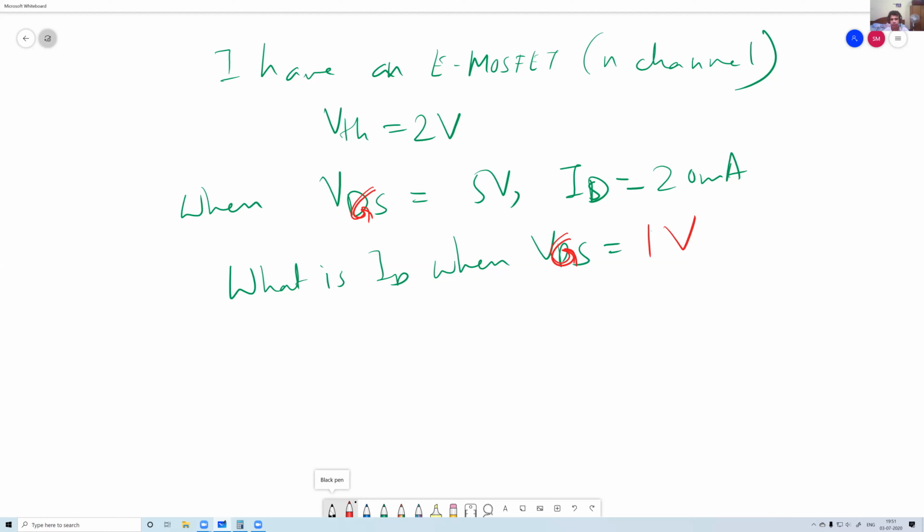Anybody can try? When VGS is 5 volts, ID is 20 milliamps. What is ID when VGS is 1 volt? So what formula we should use? Anybody? There are of course 4 choices there. Okay, I'm not going into that. So how to solve this problem?